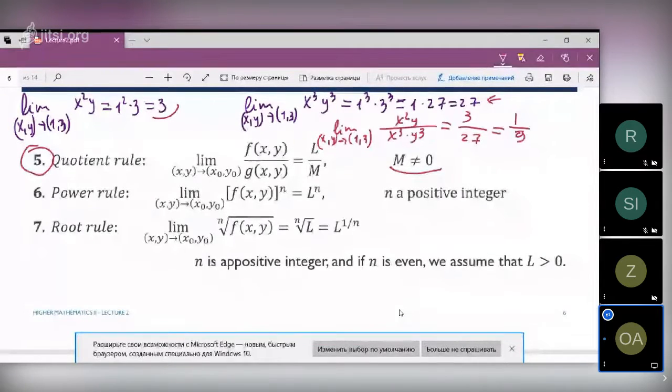If we have this kind of expression, we have to simplify or try to rationalize if it's irrational, try to rationalize, and then we can find its limit.